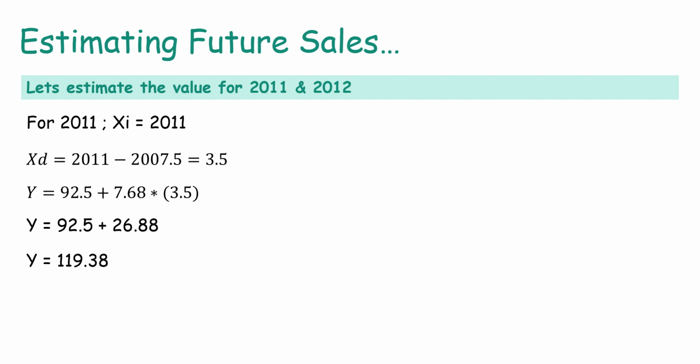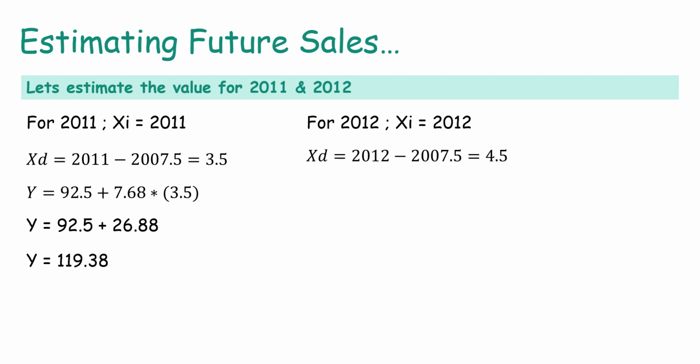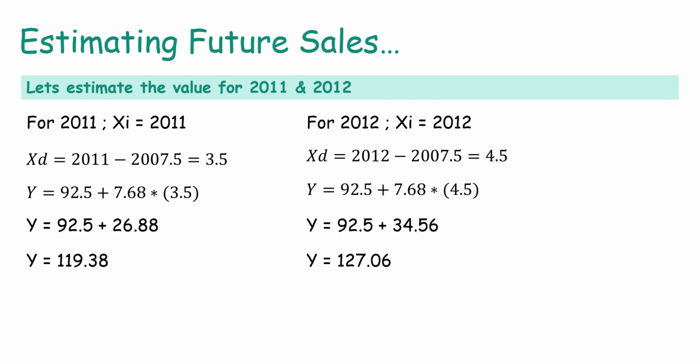It's going to be pretty simple and straightforward. You're going to do the steps exactly same again, but just that you will be replacing 2012 instead of 2011. So your xi value becomes 2012. xd is nothing but xi minus x average. So 2012 minus 2007.5, which is 4.5. Substitute in the same equation, 92.5 plus 7.68 times 4.5. So just run these numbers in your calculator and you should have 127.06.